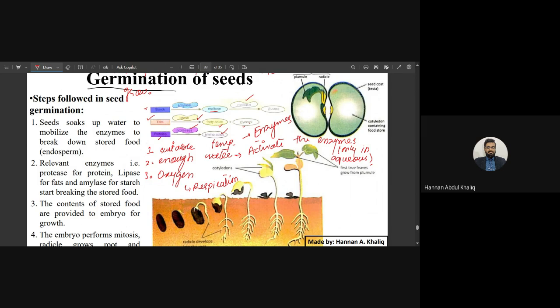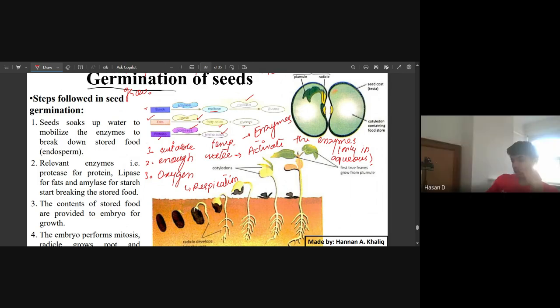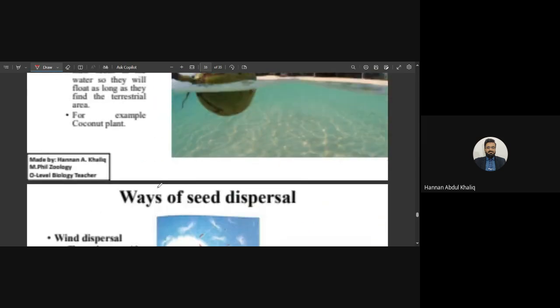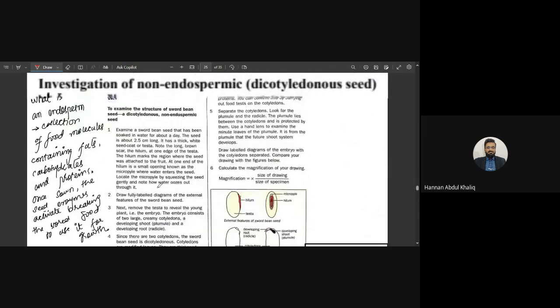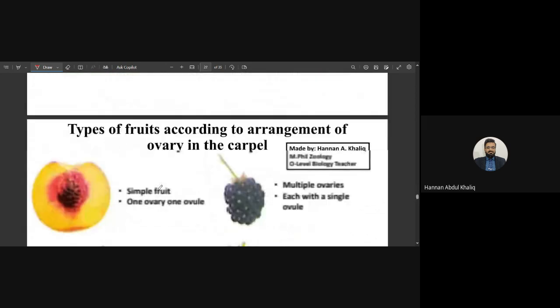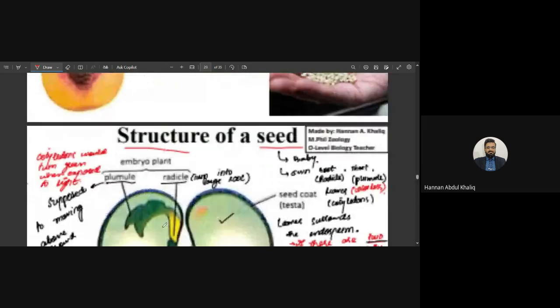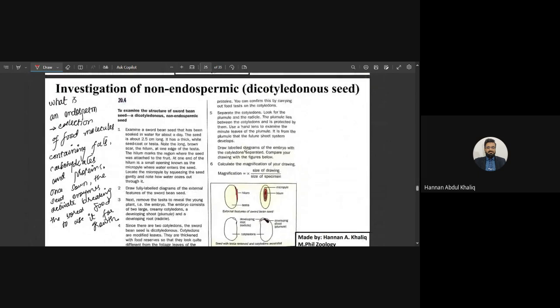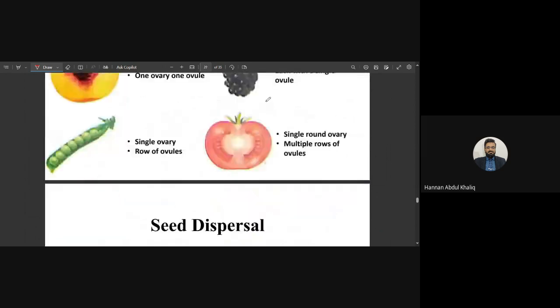Is that clear? Yeah, so oxygen has to be available, right? Yeah, oxygen must be available. Okay. So these are the types of seed. Now, there are two investigations you will find here. One is very simple, and I guess it has also been excluded. You have to examine the dicotyledonous seed basically. That is very rare to appear in the exam, and that is excluded as well. You don't have to worry about this investigation.